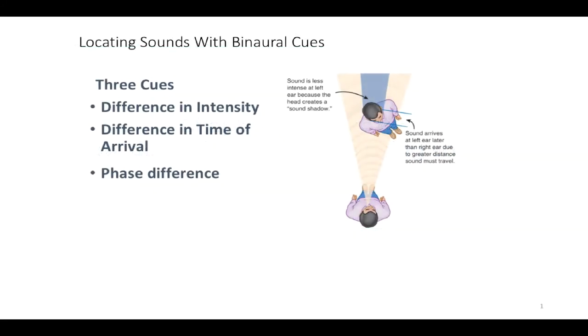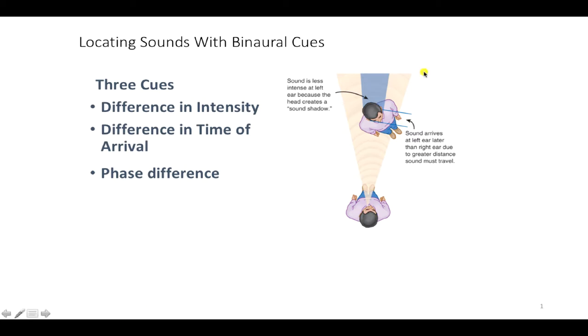One of the most important tasks that the auditory system does is help us locate the sound source. And so this helps us know where a person or object is using just auditory cues. There are three ways that our auditory system does this. It uses three different types of cues. The first one has to do with a difference in intensity.